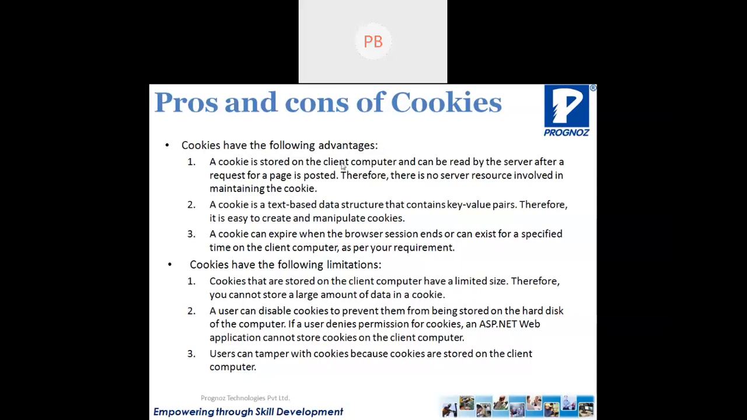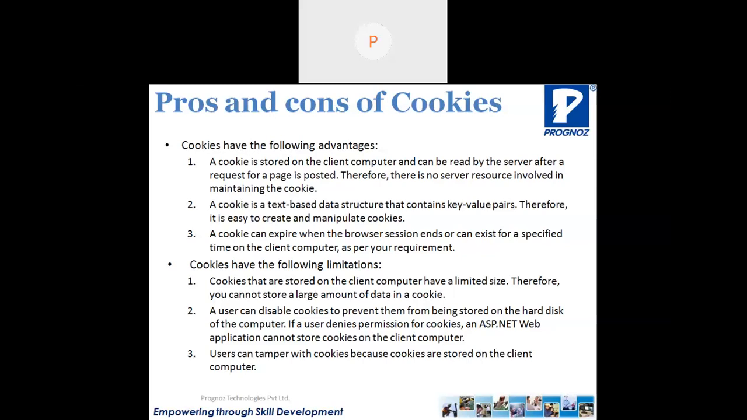So what are the advantages of using a cookie? A cookie is stored on the client computer and it can be read by a server after the request for a page is posted. Simply we can say the cookie's data is always stored at the client browser, and that's why the server load can be decreased. The server can easily read that data, so there is no server resource involved in maintaining the cookie.